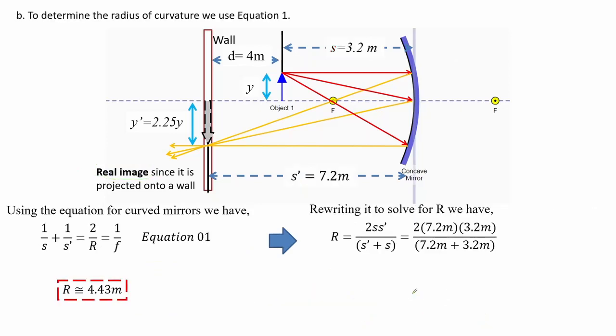For letter B, to determine the radius of curvature we use equation 1. Rewriting this to solve for the radius R, we see that it is about 4.43 meters. The positive sign of the radius R shows mathematically that the center of curvature is on the same side as the outgoing light.